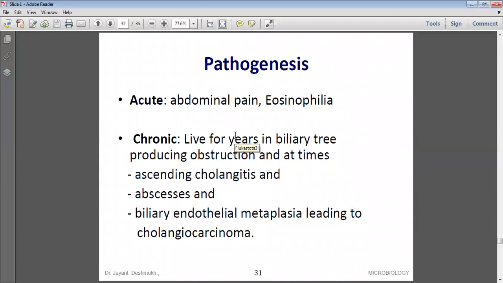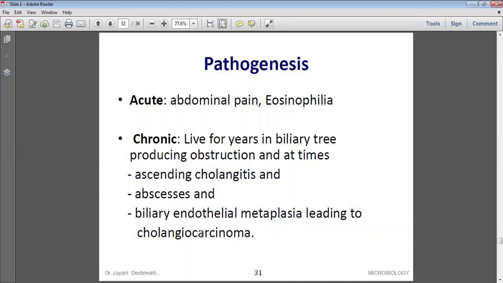Pathogenesis again depends on the site of localization: gallbladder, repeated cholelithiasis, cholangitis, and more importantly cholangiocarcinoma. This means this trematode is also associated with carcinoma of the gallbladder and bile duct, cholangiocarcinoma. This is also one of the important MCQs. Clonorchis sinensis has an important role in cholangiocarcinoma compared to Fasciola hepatica.